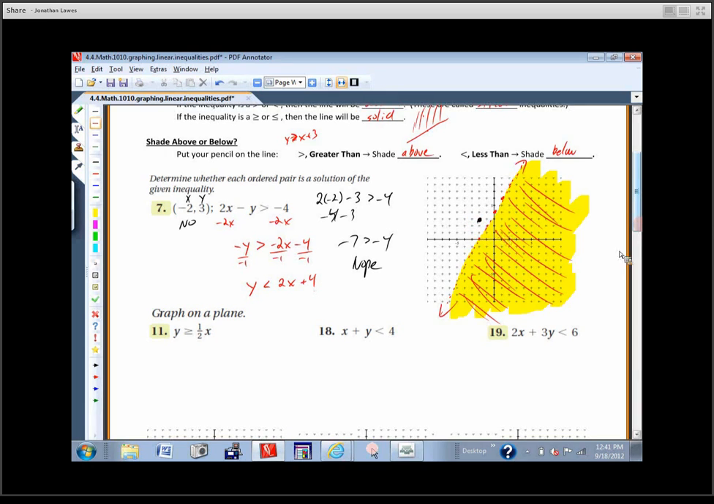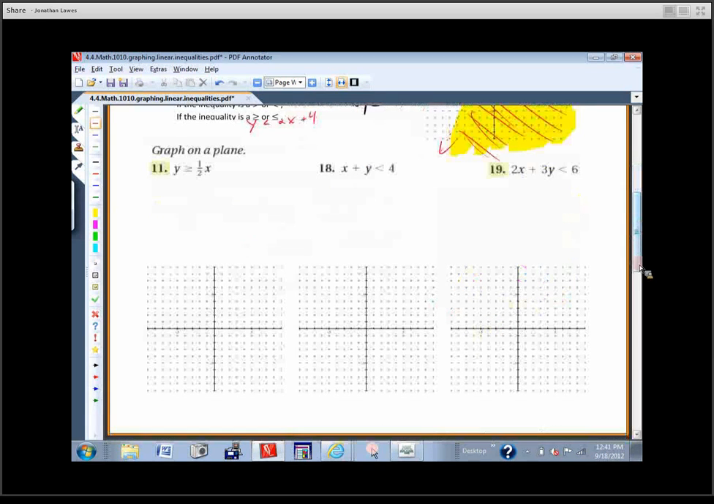Okay, let's take a look at the next one then. So I've got 3 graphs at the bottom here. This is not a strict inequality, so is this going to be a solid or a dotted line? Solid line. So it crosses at 0. Slope is 1/2, so I'd rise 1, run 2, rise 1, run 2. So it looks something like this.